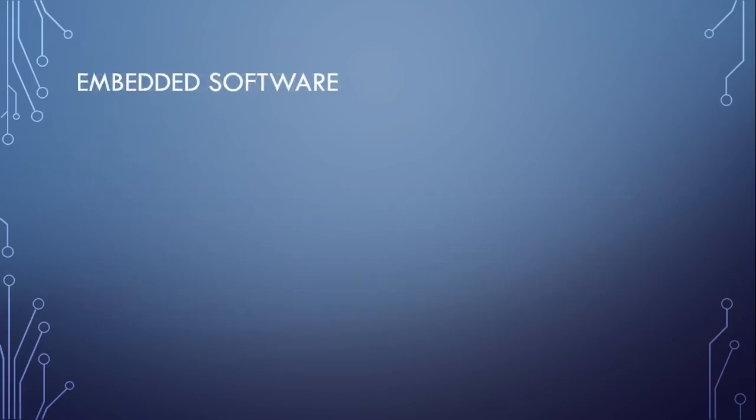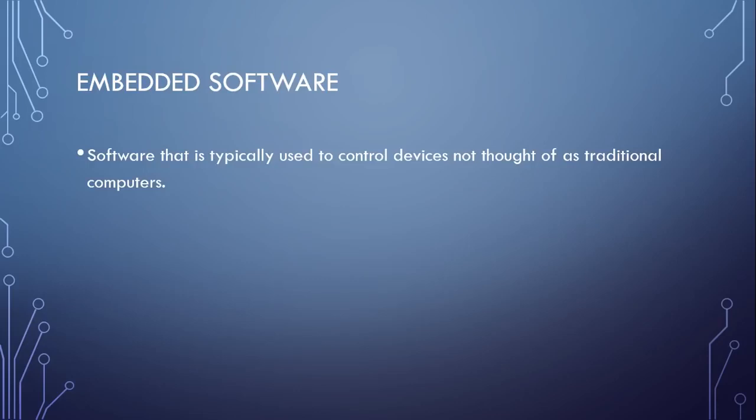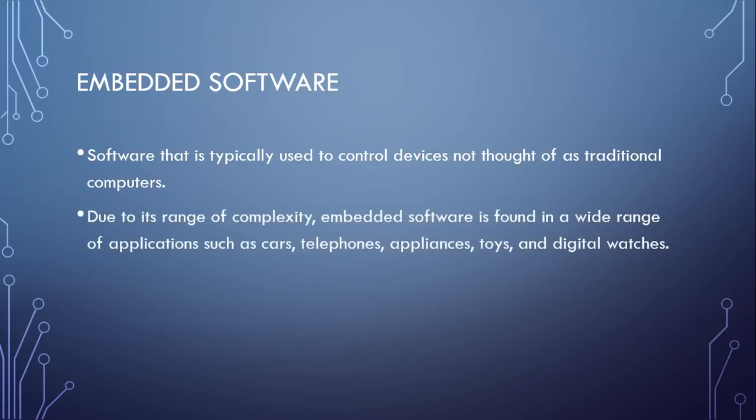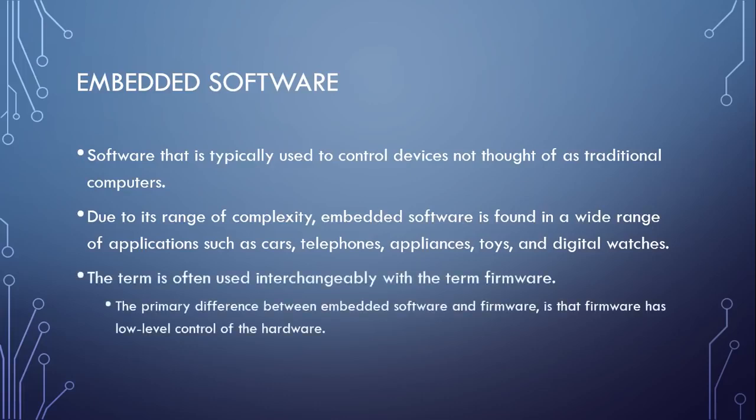All right, and lastly, let's talk about embedded software. This is software that's typically used to control devices not thought of as traditional computers. Due to its range and complexity, embedded software is found in a wide range of applications, such as cars, telephones, appliances, toys, and digital watches. Now, one thing known about embedded software is that it's often used interchangeably with the term firmware.